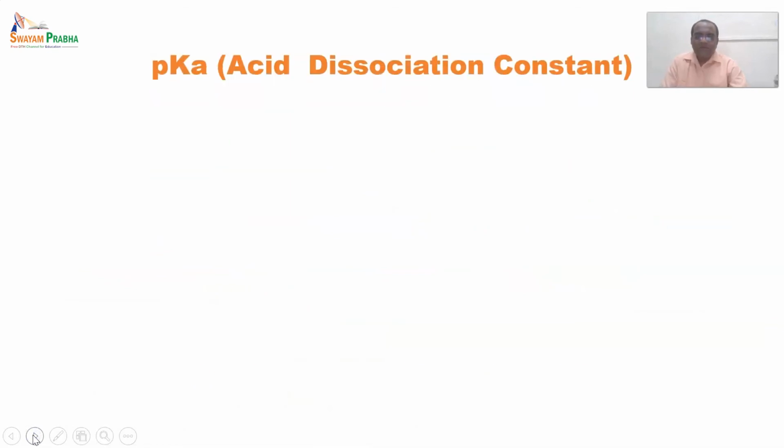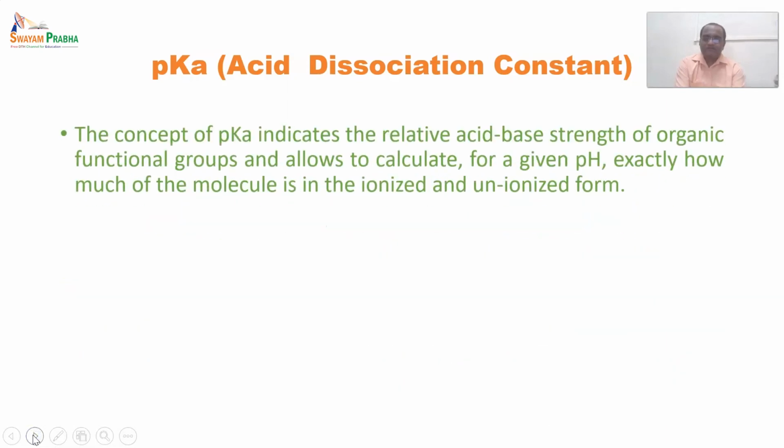Now we'll see the next concept, that is pKa. It is said to be the acid dissociation constant. It is important to understand pKa, and it is related to the acid-base properties of a drug. Whether a molecule is acidic, basic, or amphoteric, pH is responsible for its acidic as well as basic properties. So at acidic pH it will show basic properties, and at basic pH it will show acidic properties.